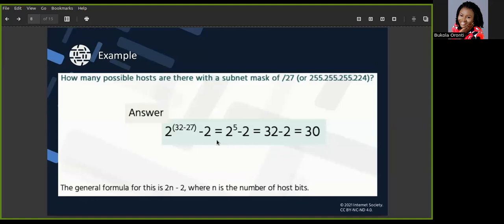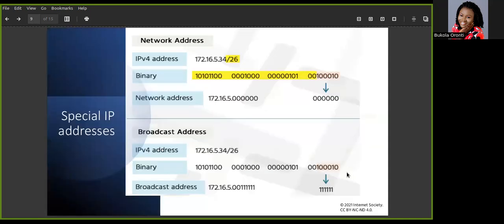So this is another example. We have a /27, and now that is 2 raised to the power 5, minus 2. So that is 32 minus 2. The available IP addresses to be allocated to hosts within that network of /27 simply means we only have 30 available IP addresses for use. So still looking at the network address and the broadcast address, these are the special IP addresses in every network that you cannot give out.